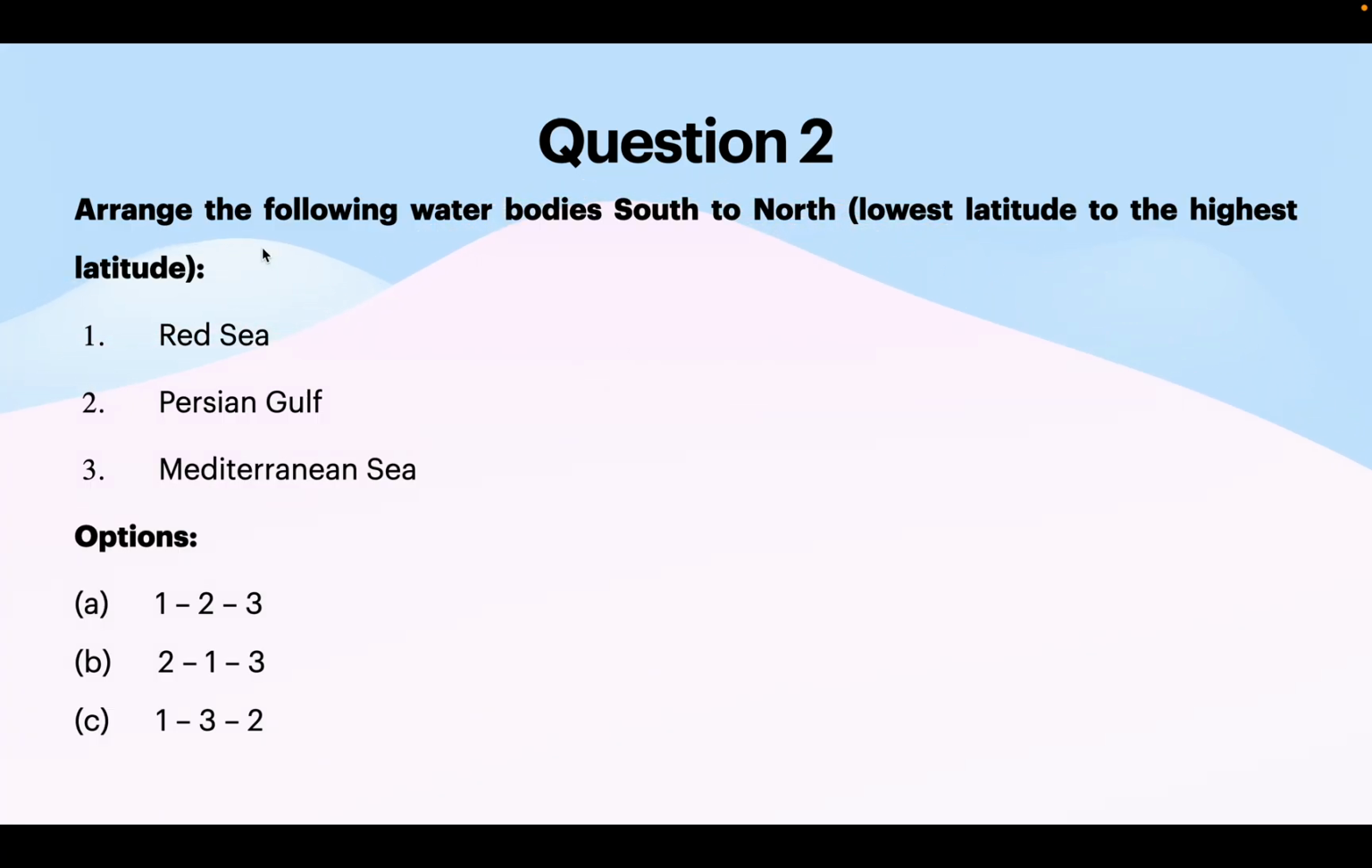Now the next question. Arrange the following water bodies from south to north, lowest latitude to highest latitude. First one again is Red Sea, second is Persian Gulf and then Mediterranean Sea. You have to say the name of the water body first which is at the lowest latitude, at the bottom, and then arrange the water bodies which are higher than that, from south towards north, from lowest latitude towards highest latitude.